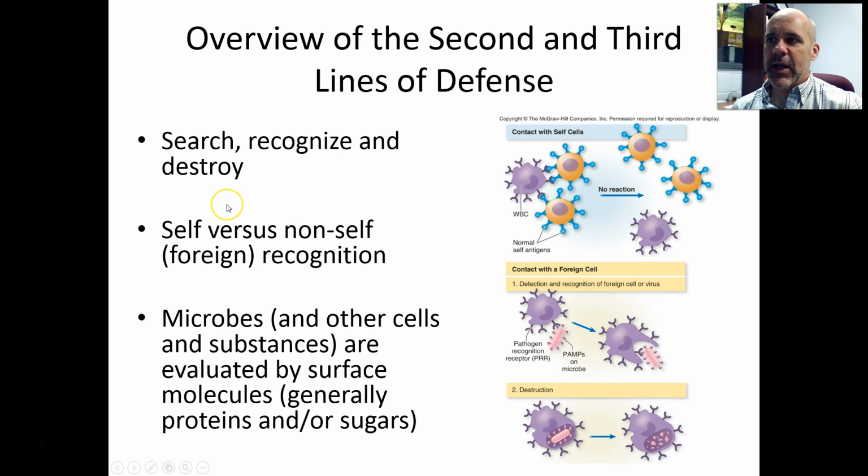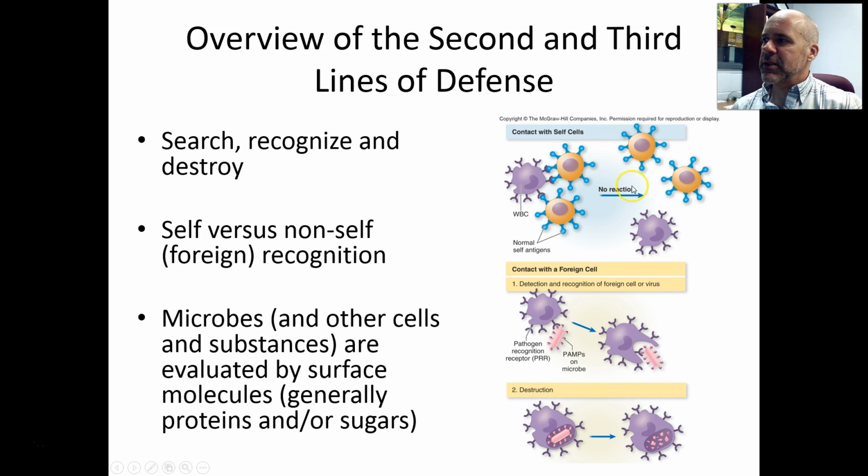Okay, and so in order to do that, the immune system has to be able to distinguish between what we call self and non-self. So non-self, those will be things that are foreign to the body, so microorganisms that invade the body, but also things like pollen grains, for example. And then self will be any of your cells or tissues or molecules. We don't want the immune system attacking those and destroying them.